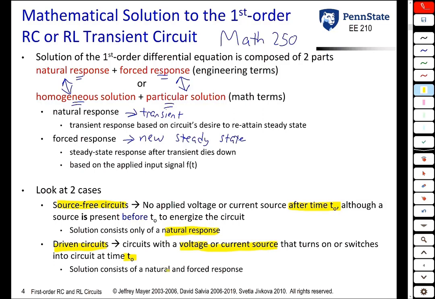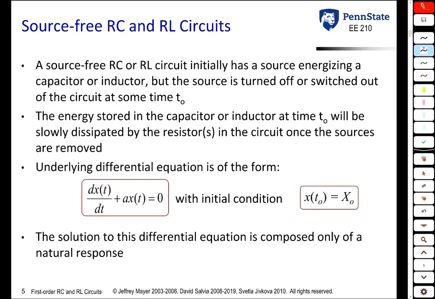Driven circuits we're going to see have both a natural and a forced response. We're going to start by looking at the easier of the two cases, the source-free RC and RL circuits. Once again, I want to make sure you remember that this means there's no source present after t equals t0. So what happens in a source-free RC or RL circuit?